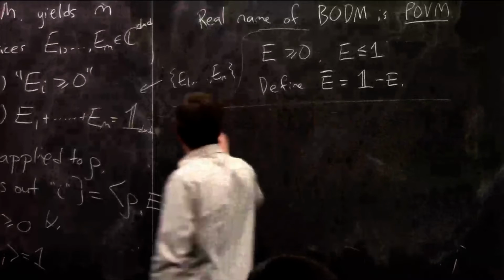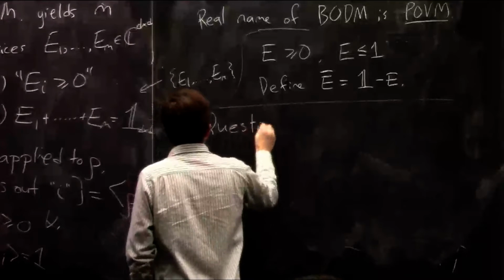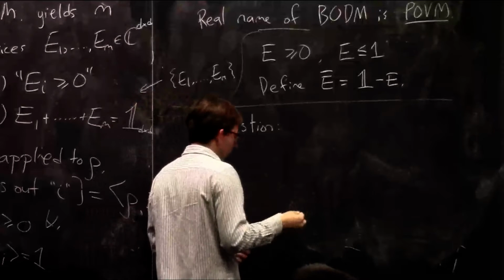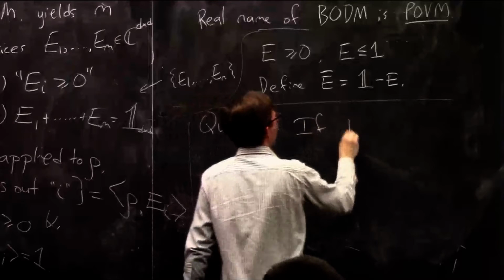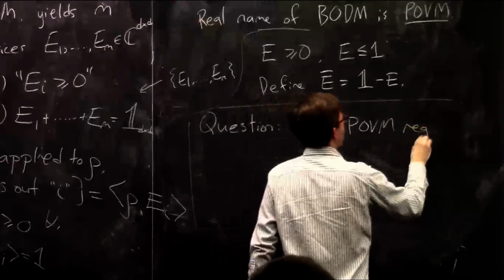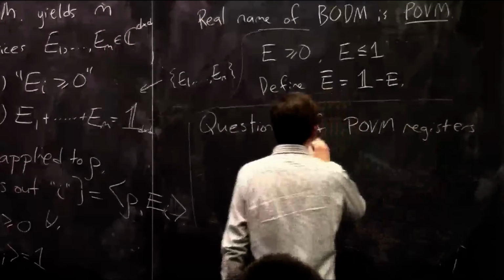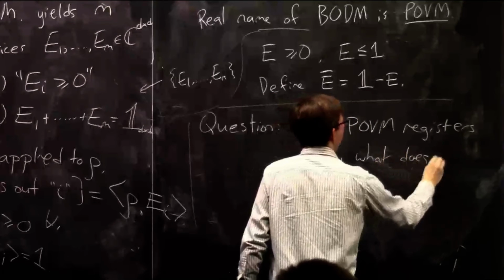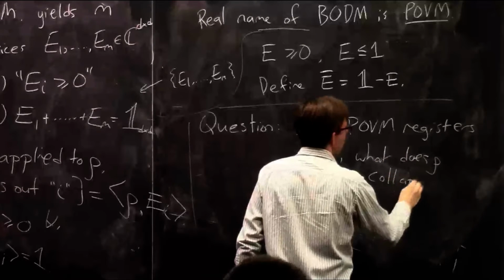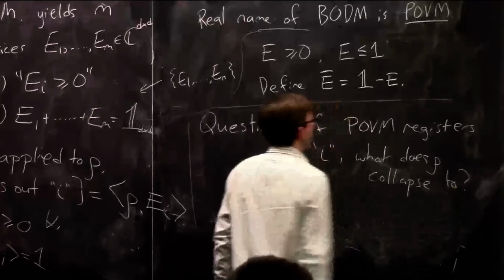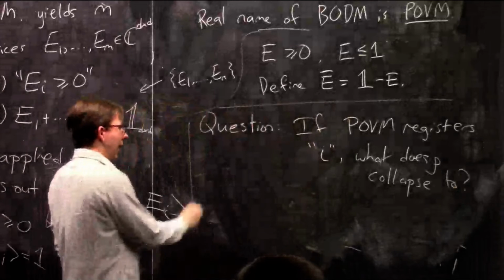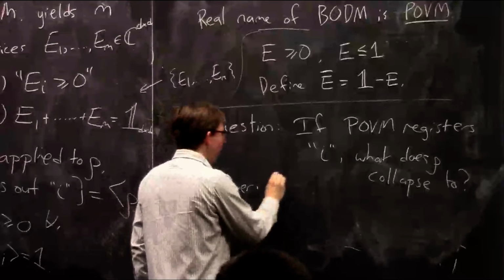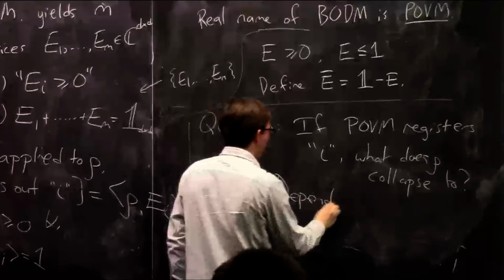Okay, one question you might have, I alluded to this earlier, is: this is a measurement, these POVMs. So if a POVM registers outcome I, what does rho collapse to? It should collapse to something, right? This is a measurement. And the answer is, it depends on how the POVM is implemented.